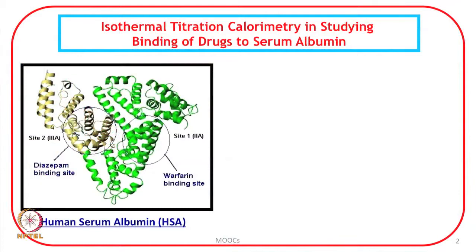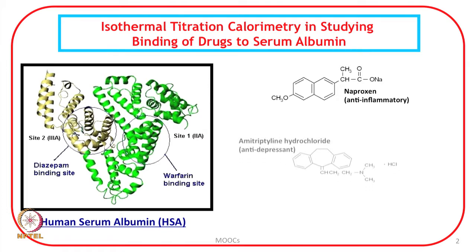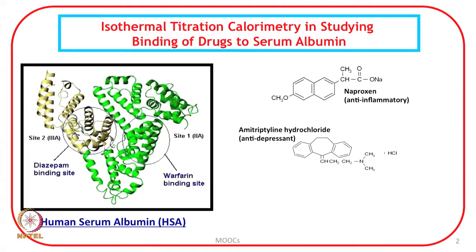Let us take a look at again the same slide which I discussed in the previous lecture on the binding of anti-inflammatory drug Naproxen with serum albumin, amitriptyline which is antidepressant, and methimazole with serum albumin. Let us see what kind of experiments can be designed.